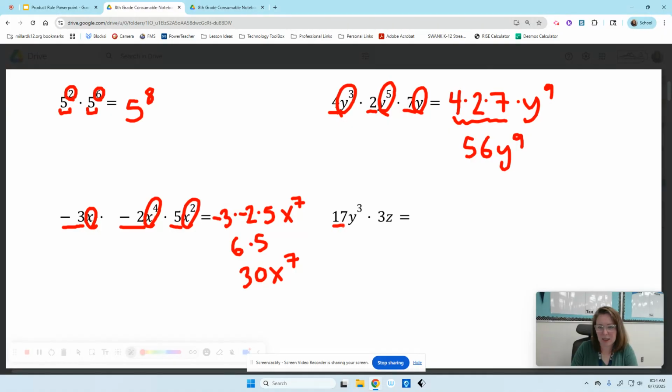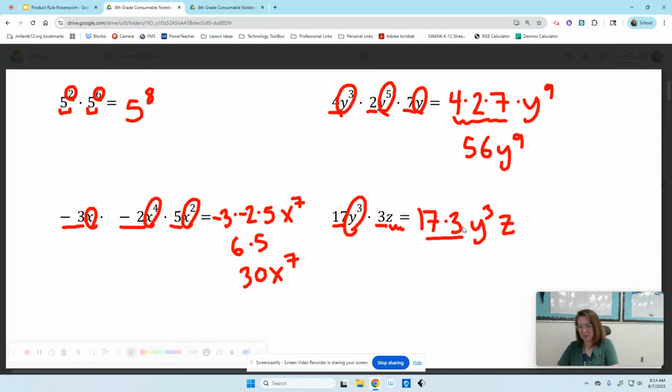All right, the last one. 17 times 3. Ah, I don't think I can do that in my head. And then y to the power of 3 and z. Well, you can't do anything with that. Y to the power of 3, plain old z. So the only thing we actually got to simplify is 17 times 3. I'm going to get out my calculator this time. Oh, maybe not. I don't know where my calculator is. Okay, well, whatever that equals, that's the answer.